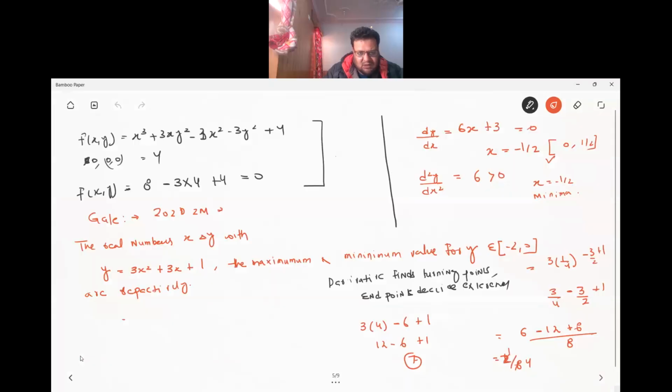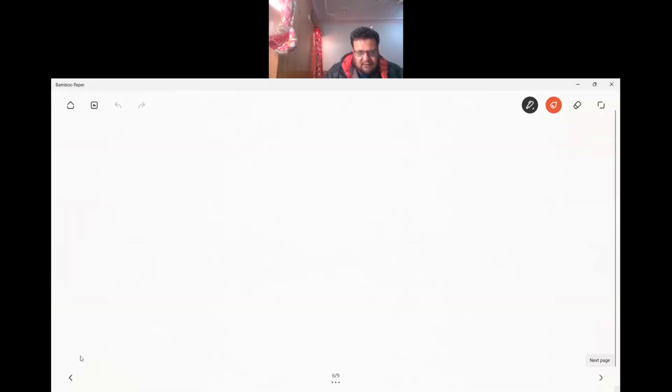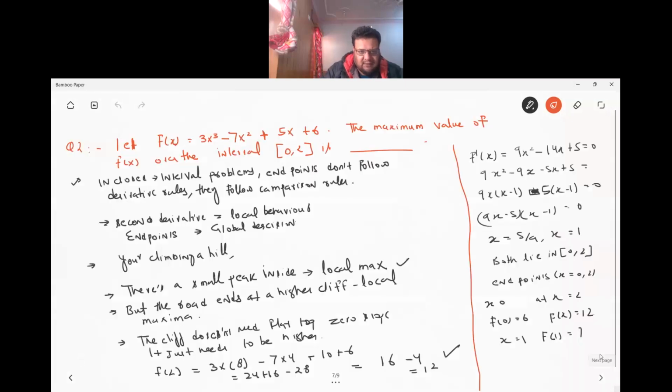Now let's go to the GATE examination questions, how they are attacking this type of scenario. Now see here, one question has been given, this has been asked for 2 marks. 3x cube minus 7x square plus 5x plus 6, and the range, the points they have given, is 0 and 2. This is only a function of x. So if you put the value 0 for x, it will become 0, 0, 0, so the remaining value here is 6, right?